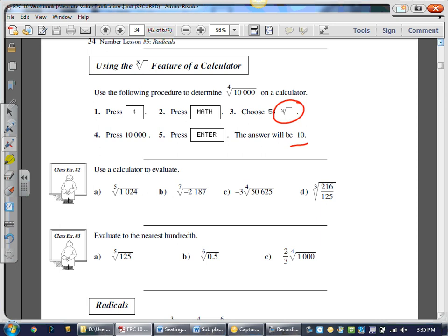Okay, you could press pause at this point and go ahead and find the answers to those questions in exercise number 2. Using your calculator, you can type those in there. You should get these answers.